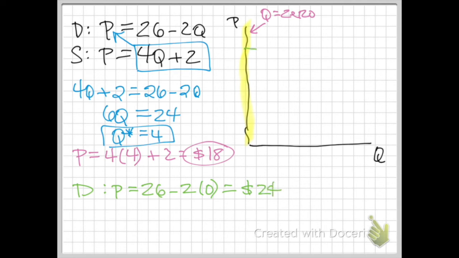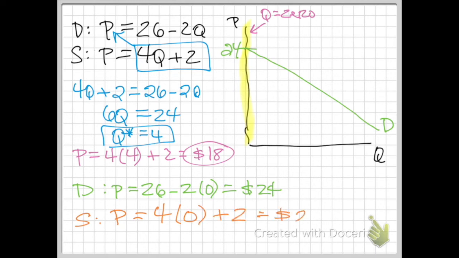So 24 is the price where our downward sloping demand curve is going to start. Okay, so we'll do the same thing then for supply. So supply is represented by P equals 4 times Q plus 2, again, Q being 0. So we have 0 plus 2, or a beginning price of $2. So here I am, $2, upward sloping supply curve.